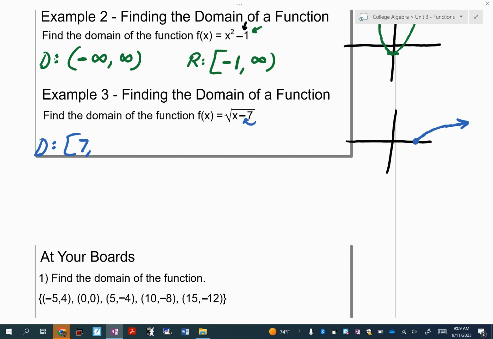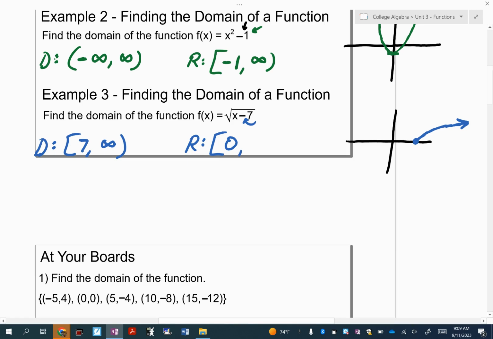So that's why the lowest x value is 7. Going all the way to the right, anything greater than 7 is okay, so towards infinity. Let's do the range. All right, you'll see the lowest y value is actually 0. We kind of just said it as we plugged in 7. 7 minus 7 was 0. The square root of 0 is 0. And we include it, right?